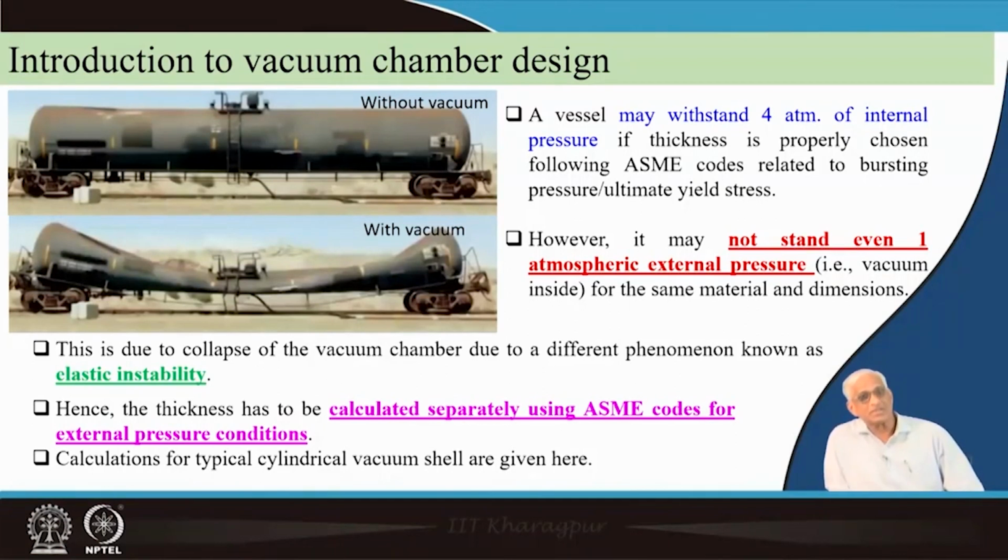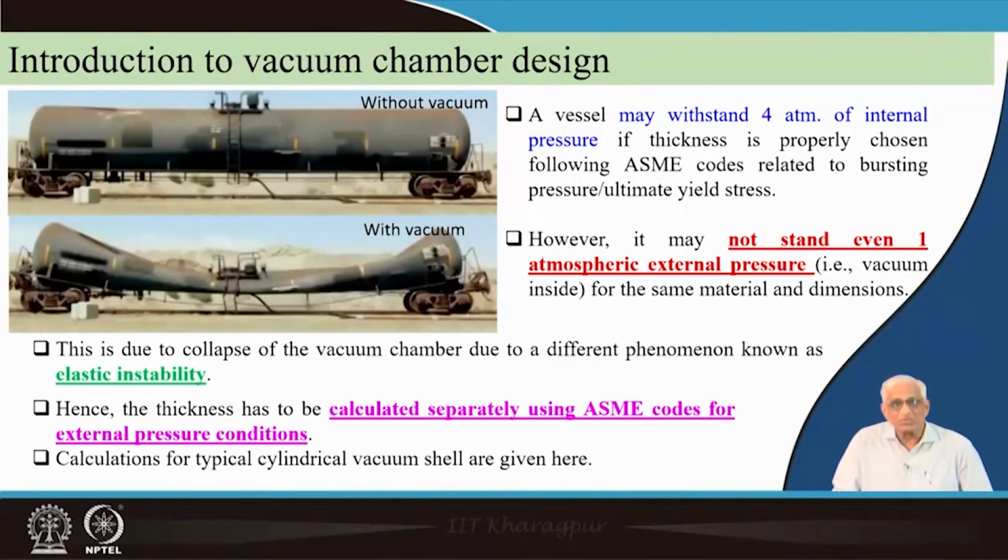And the collapse in a vacuum chamber takes place from a different phenomenon. It is not like tensile stresses or hoop stresses in a cylindrical vessel. Here it is a different phenomenon known as elastic instability. There is a lot of research on this. You can go through the literature to understand what elastic instability is, but today we are going to discuss only the thickness calculations briefly.